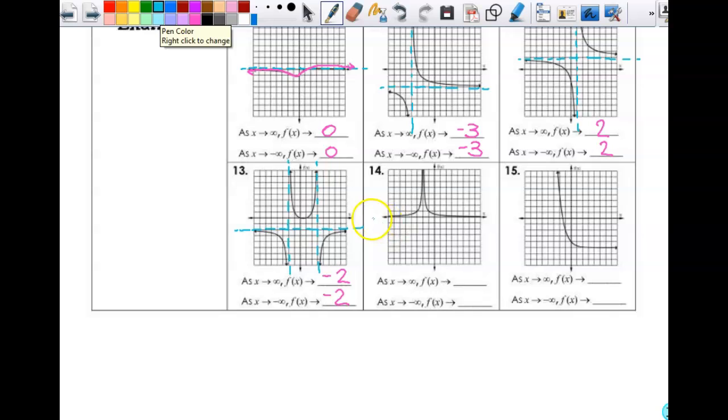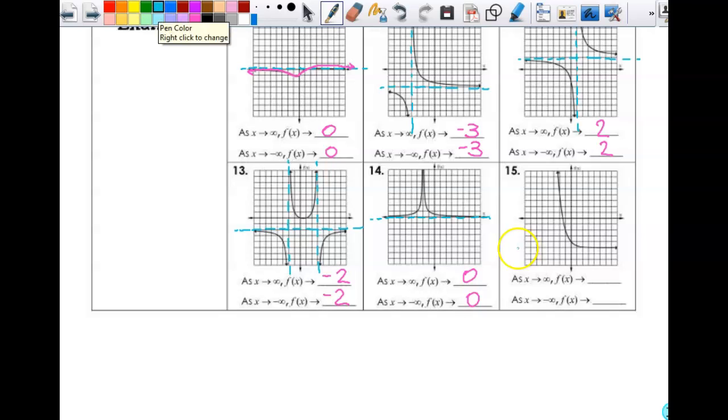On 14, I have this asymptote here. This might be an asymptote. It might not. It might actually come to a point there. Does it really matter? No, because that's in the middle, and I don't care about that right now. I care about the end. So as x approaches infinity, f of x approaches what? 0. And as x approaches negative infinity, f of x approaches 0. One more.